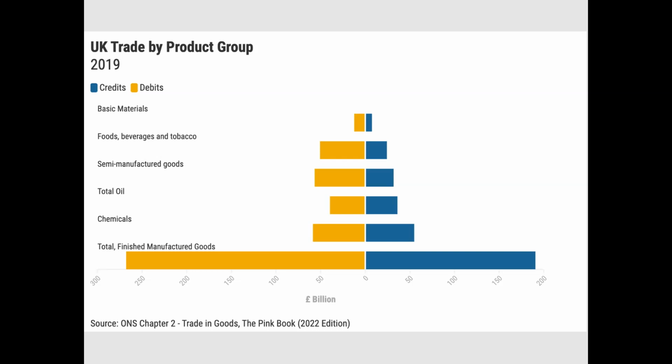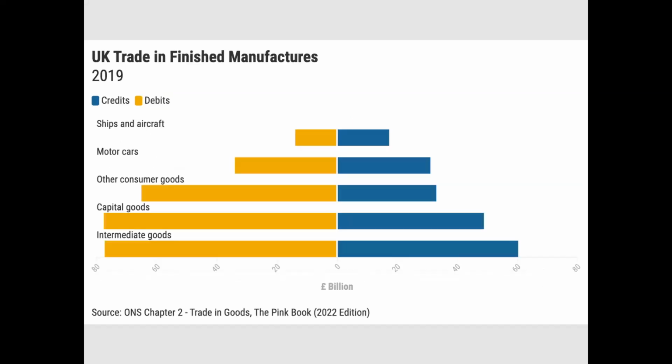But look at the bottom, the really dominant category is finished manufactures. This is a feature actually for many countries. It's not just a uniquely UK position. What's in those finished manufactures? Well, here we've got them broken up into 5 categories.